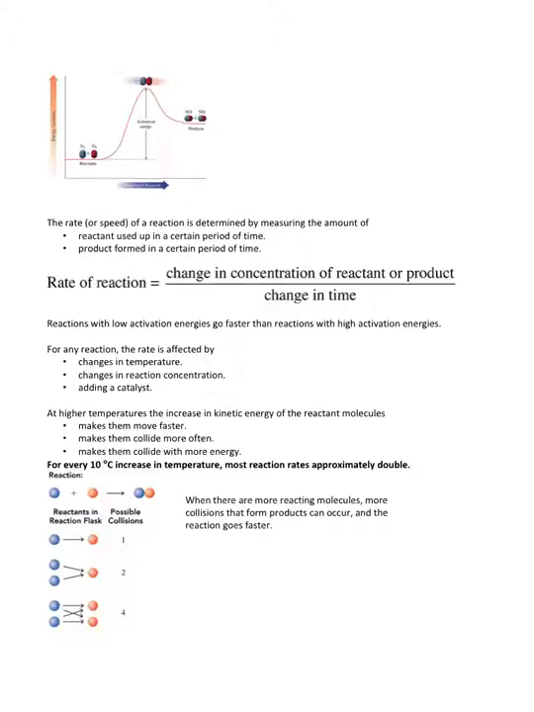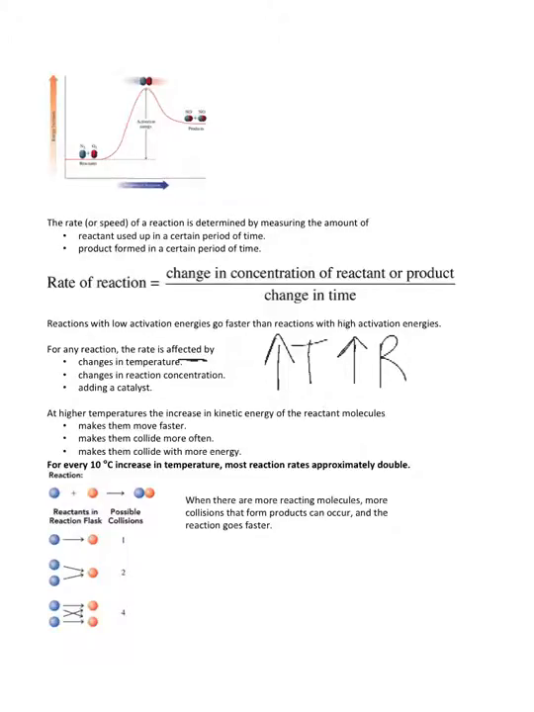For any reaction, we can affect the rate. And there's various ways we can do this. The first is a change in temperature. If you increase the temperature of a reaction, you increase the rate or speed at which it happens. Anybody want to guess why?